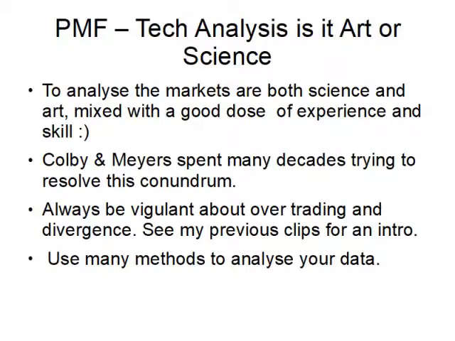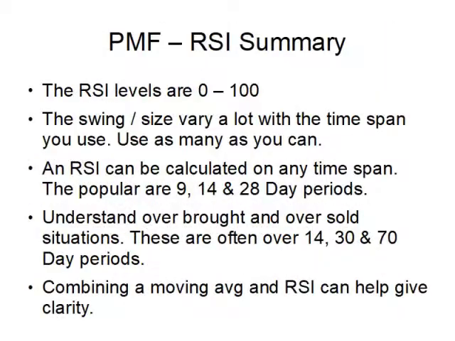Use as many methods as you can to analyse your data. The RSI level should be between 0 and 100. The swing and size vary a lot. If they go outside of 100, you might have made a mistake. Use values which are well respected, between 9, 14 and 28 periods, and combine with a moving average covered in other clips.